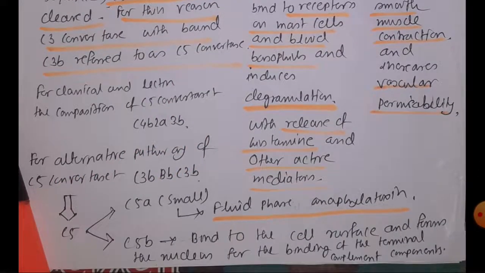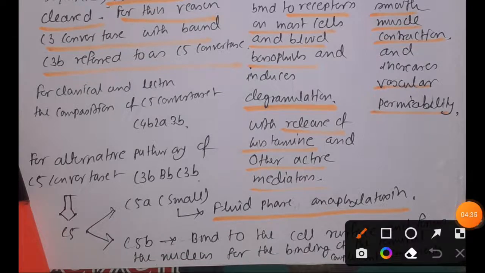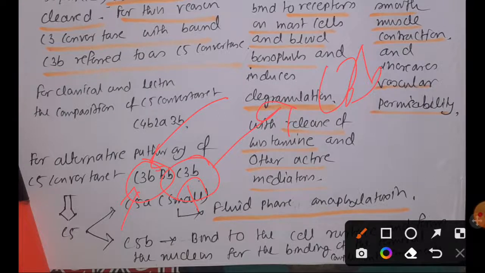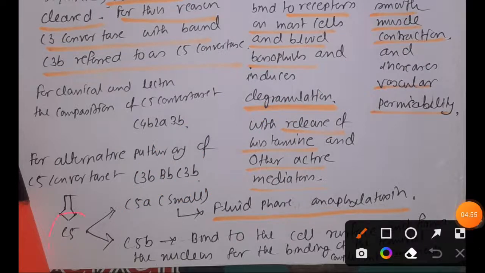Remember, in the case of the alternative pathway the composition of C5 convertase contains two C3b. One is due to the spontaneous hydrolysis of C3b and one is due to the cleavage of C3 by C3 convertase, which breaks C3 into two parts, C3b and C3a. Now this C5 convertase will break C5 into two parts, one is C5a and another one is C5b.